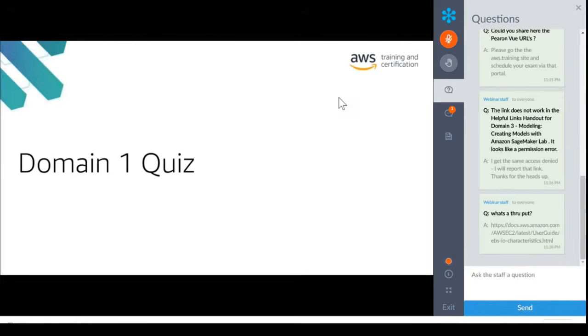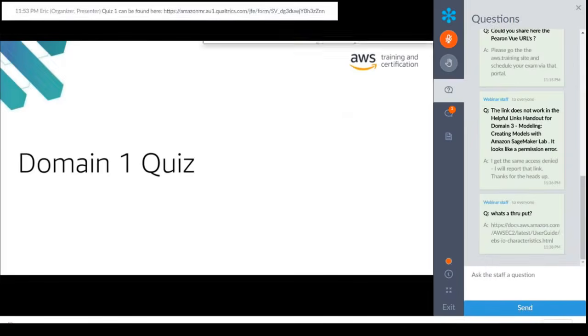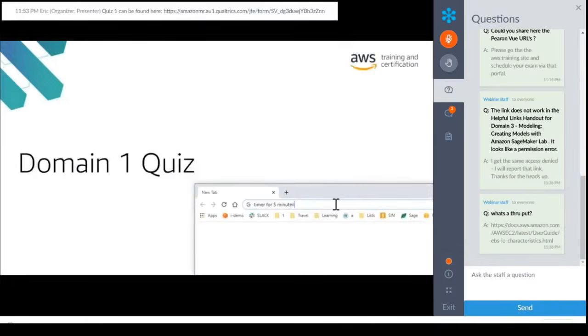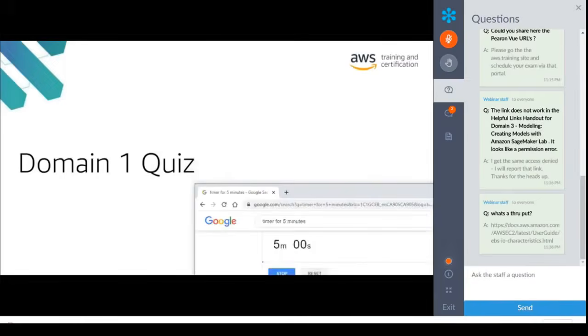So quiz 1 can be found here. And as soon as I send this to you, I will also start a timer for 5 minutes. That's the time you have to take a look at this quiz. Just bear with me, it's not pasting properly. It's putting angle brackets in there and all kinds of fun stuff. All right, let me just kick that off. There's the link, and here's your 5 minutes. I will be muted while you take this quiz.